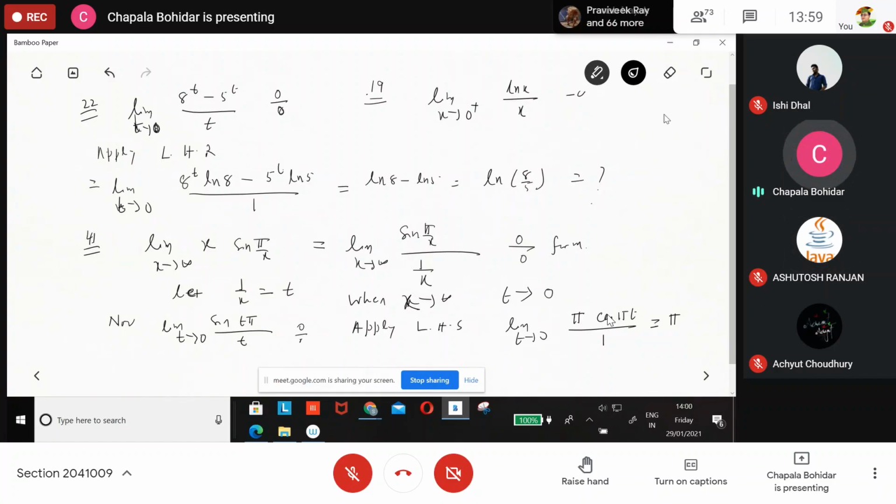Can you apply L'Hospital rule? I already told you, it is not possible. We cannot apply it, so we solve it directly. So how do we directly solve it?